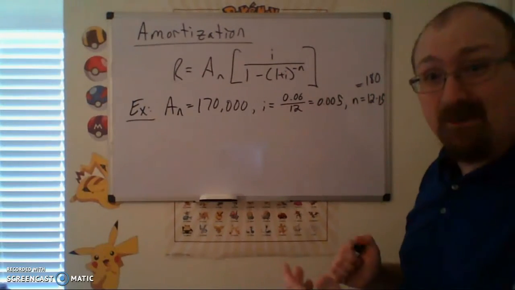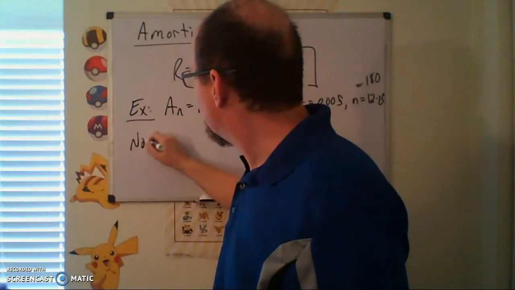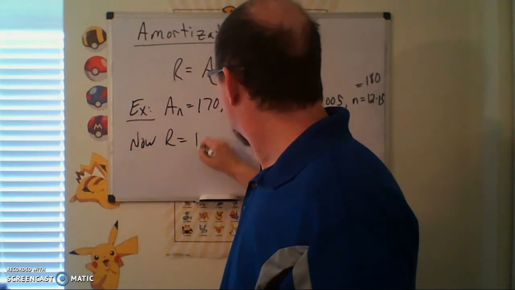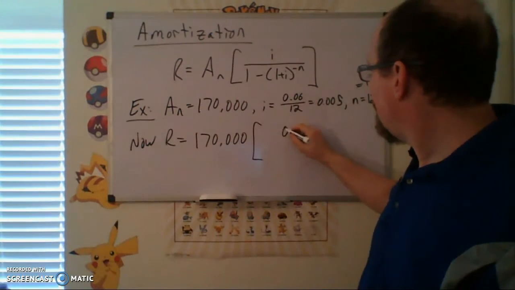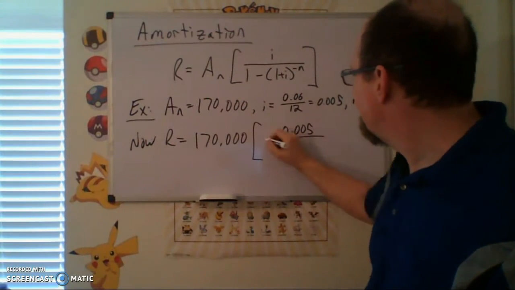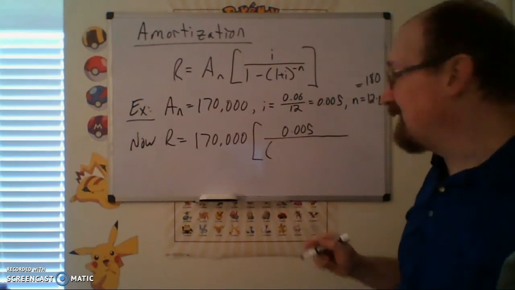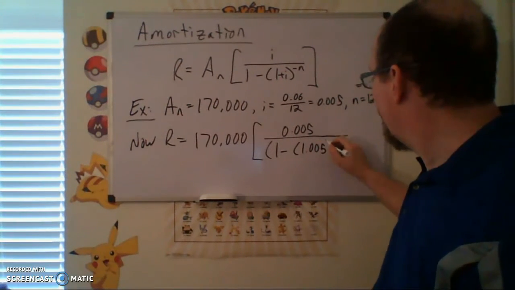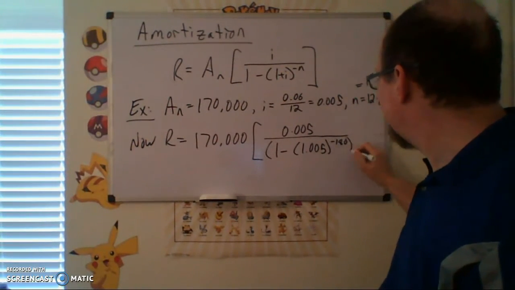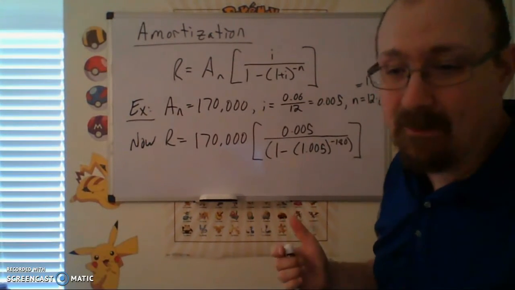All right, so now we can work out what their regular payments are by filling in the blanks in our formula. So we have 170 grand times 0.005. And down below, again, really important, make sure you enclose this stuff in parentheses: 1 minus 1.005 to the negative 180. Again, that negative is particularly important here. Make sure you keep it around.